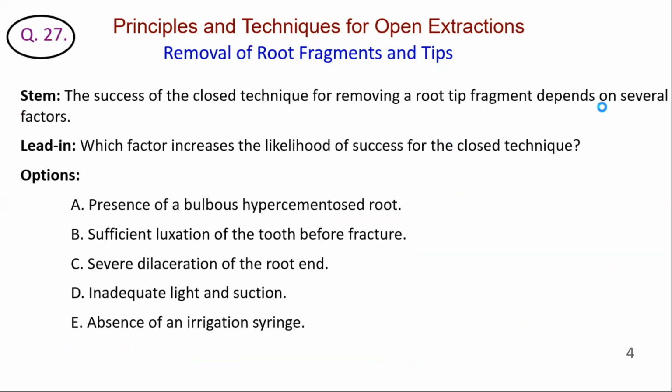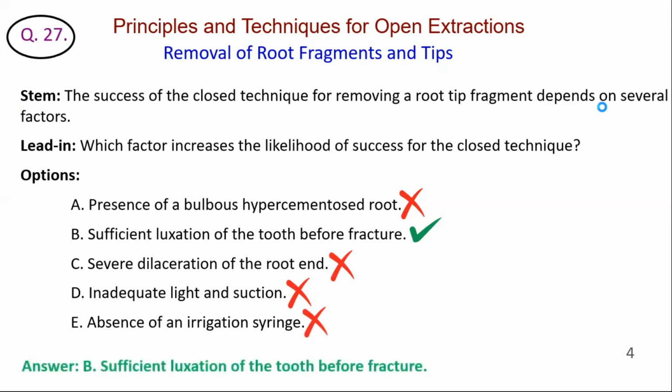The success of close technique for removing a root tip fragment depends on several factors. Which factor increases the likelihood of success for the close technique? Decreases the likelihood of success. This is correct. Increases the likelihood of success. C, D, and E, these factors also decrease the likelihood of success. So sufficient luxation of the tooth before the root tip fractured often makes the root tip mobile and easier to remove with the close technique.